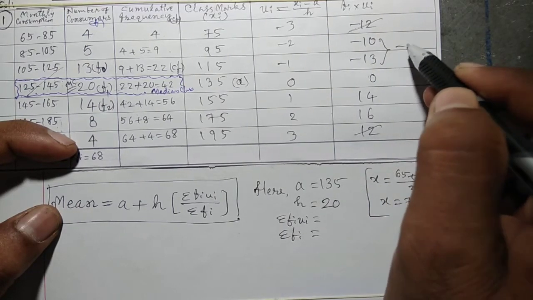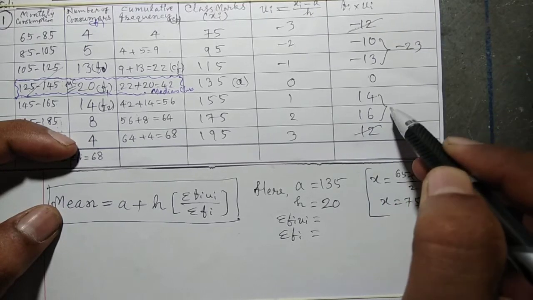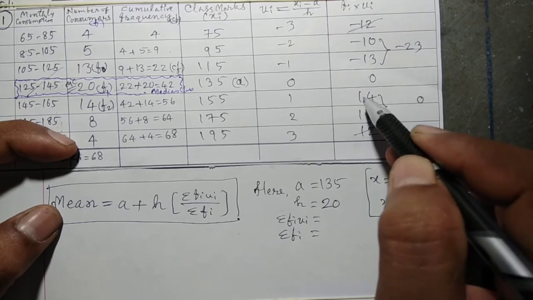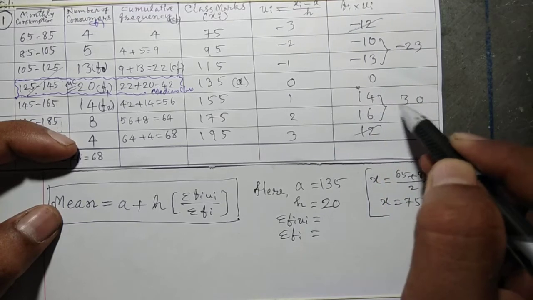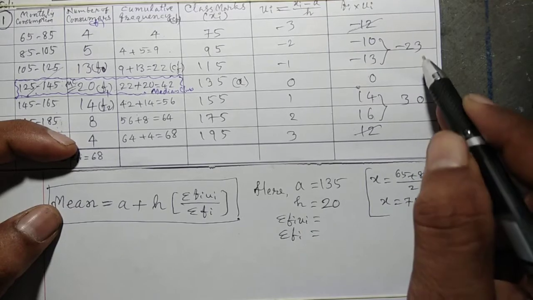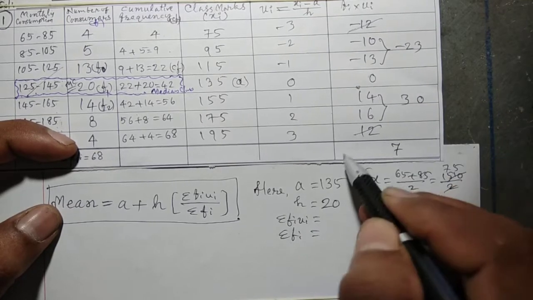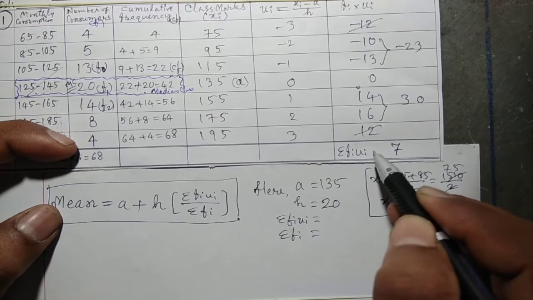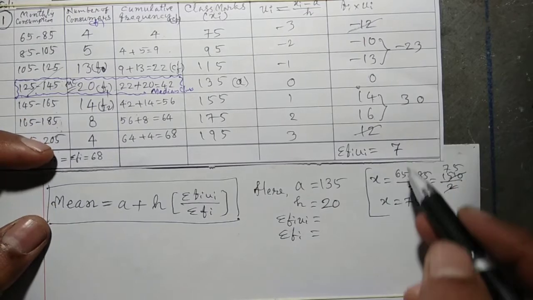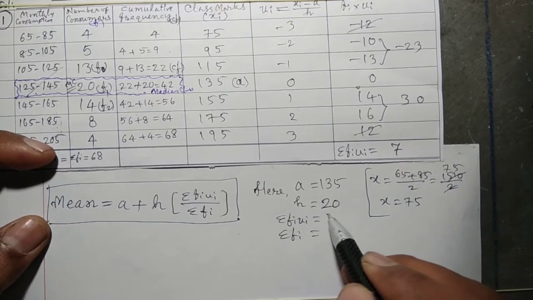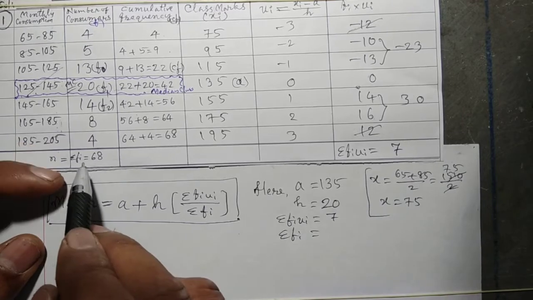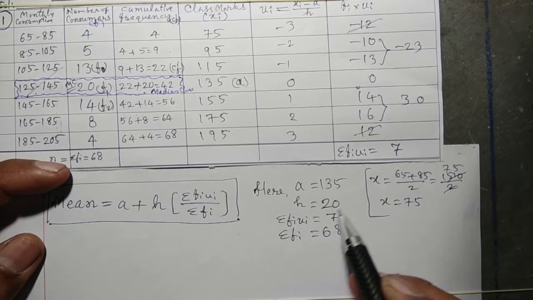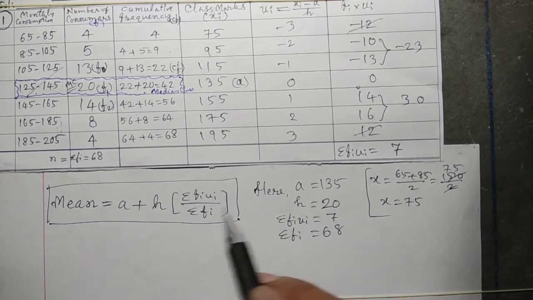-23, this -23, and these: 4 plus 6 is 10, 30. So 30 minus 23 is 7. So sigma Fi Ui is equal to 7. Sigma Fi Ui is 7. And also we calculated here 68, sigma Fi is 68. We have known all these values.